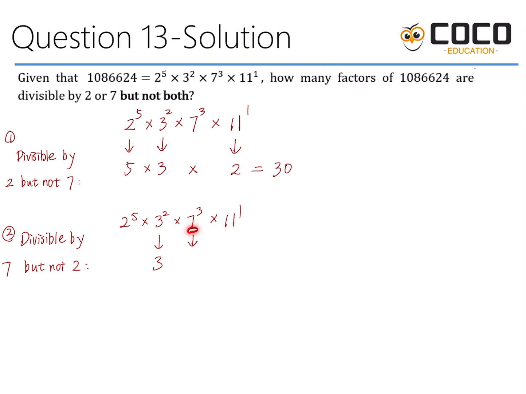Factor of 7, this must contain factor of 7, so it's 7 to the power of 1, 7 squared, or 7 cubed. 3 ways. Factor of 11, there are 2 ways. You can choose 0 or you choose 1. So 3 times 3 times 2 is 18. Now altogether is 30 plus 18, 48.